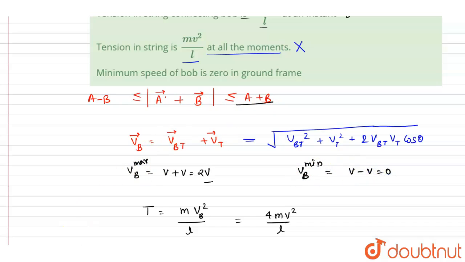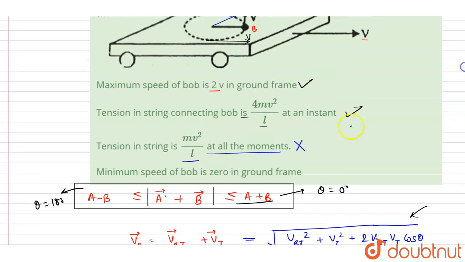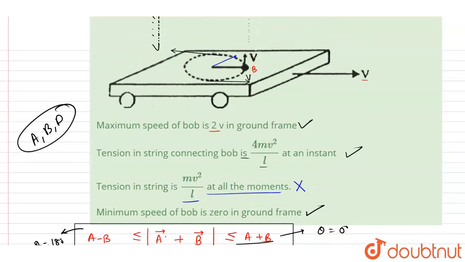So that is 0. It will be maximum when the angle theta between the two is 0, and minimum when theta is 180 degrees. You can verify the same using the vector addition formula. So this is also correct. So A, B, D are the correct ones.